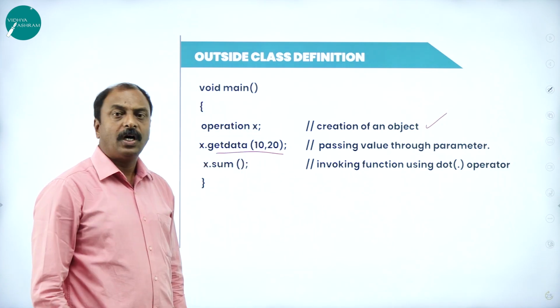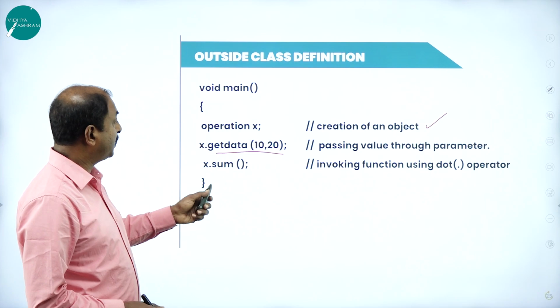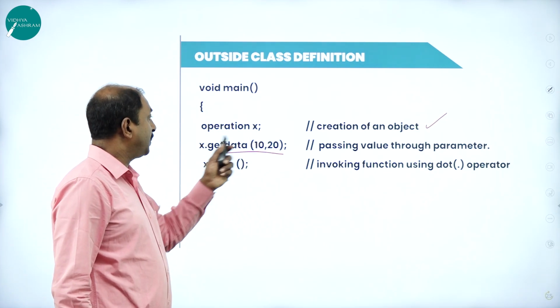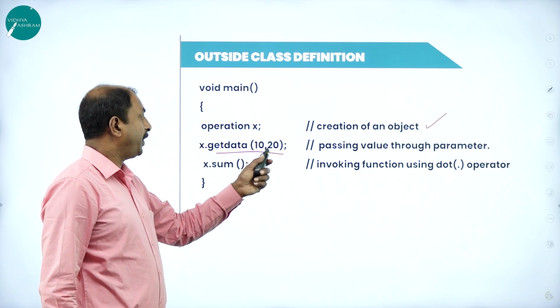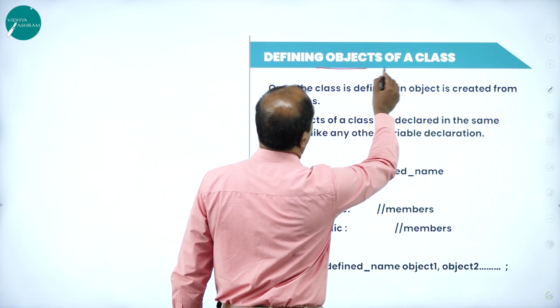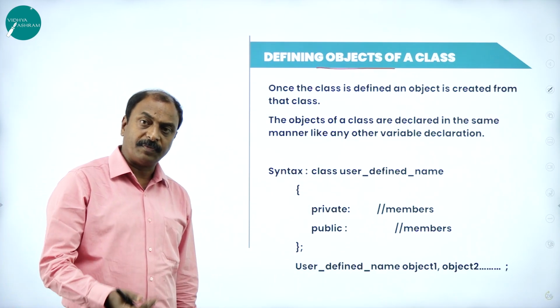So we have learned how to define the function outside the class, and in the main function we are calling each and every function through an object of a class, with arguments or without arguments. Next concept is defining an object of a class. Now you know how to create an object of a class.